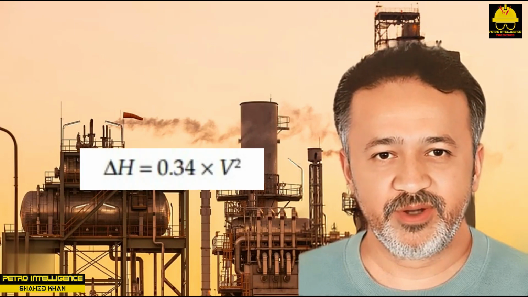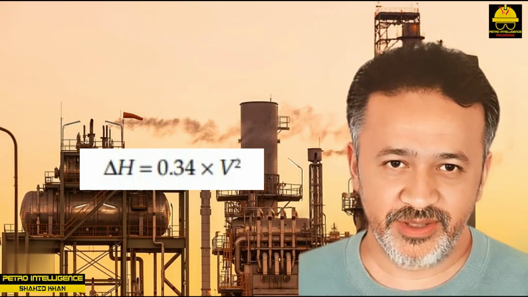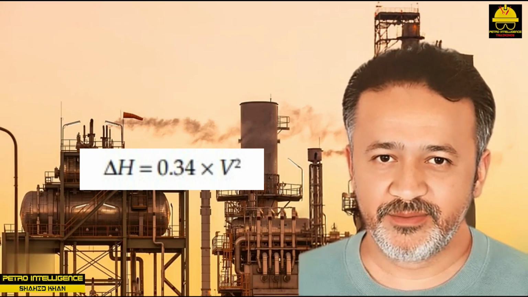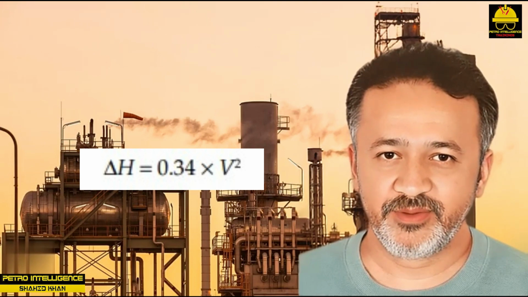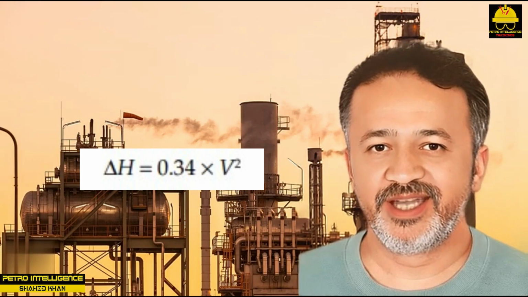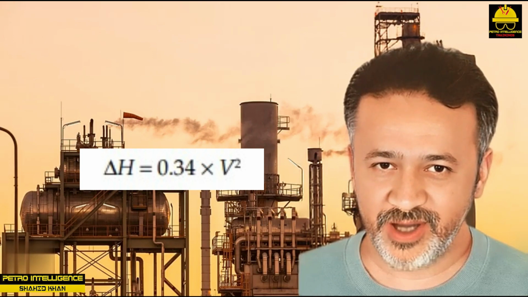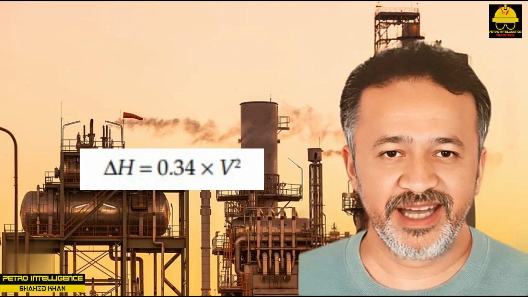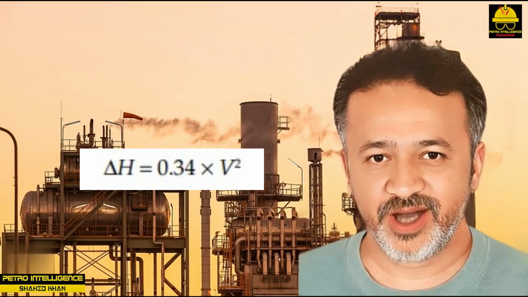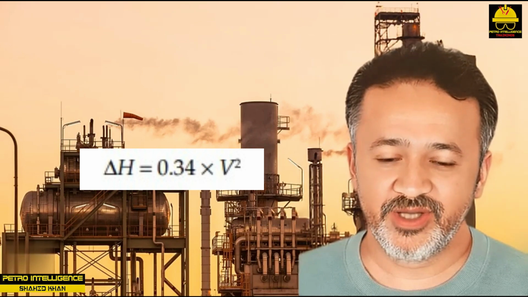Nozzle exit loss. The pressure drop of a fluid flowing through a nozzle is equal to delta H equals 0.34 times V squared, where delta H equals pressure loss of the fluid as it flows through the nozzle, in inches of fluid, and V equals velocity of the fluid as it flows through the nozzle, in feet per second. This equation assumes that before the fluid enters the nozzle, its velocity is small compared to its velocity in the nozzle. The increase in the velocity, or the kinetic energy, of the fluid in the nozzle comes from the pressure of the fluid. This is Bernoulli's equation in action.